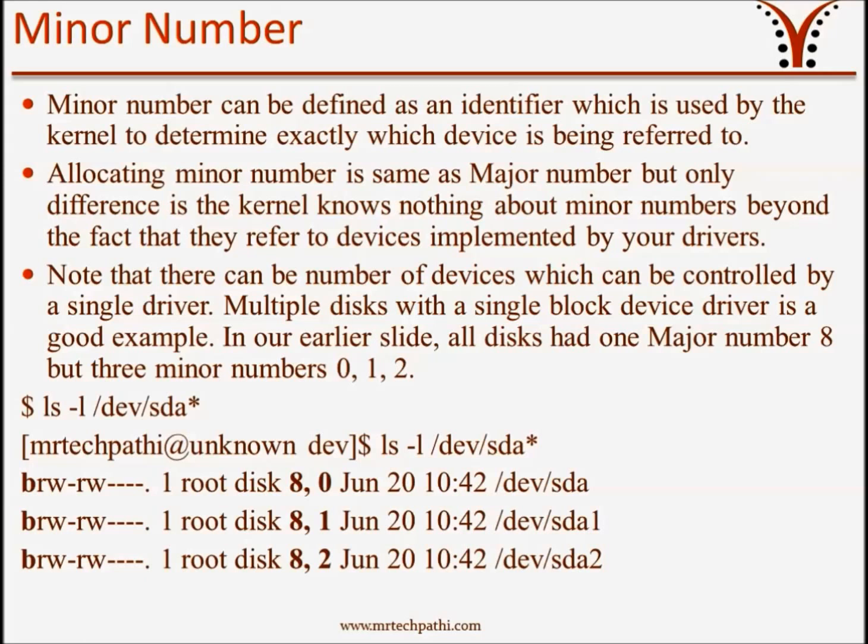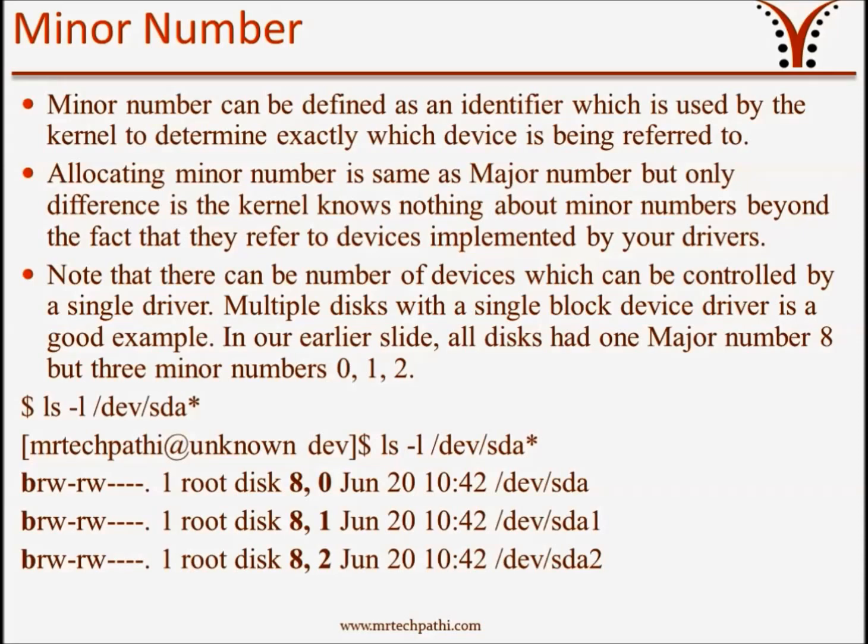Note that there can be a number of devices which can be controlled by a single driver. Multiple disks with a single block device driver is a good example. In our earlier slides, all disks had major number 8 and 3 minor numbers 0, 1, 2. Just to reiterate, the major number of the disk is 8 here, which the kernel very well knows about, whereas minor numbers 0, 1, 2 are just identifiers which the kernel is not required to be aware of. Well, we have covered how to identify major and minor numbers of character device drivers.